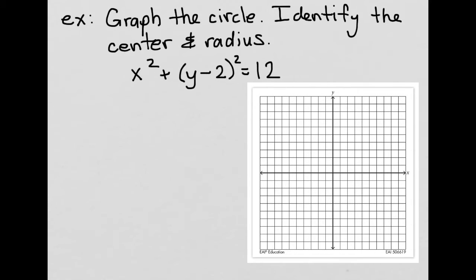So we want to graph the circle, identify the center and the radius. So here's our equation of the circle. You'll notice that there's no parentheses with the x, so we can say that the x coordinate of the center, or our h, is 0 because there's nothing there. So for our center, our x-coordinate is 0. For our y-coordinate, we look in the y parentheses. Now it's y minus 2, which means our y-coordinate is positive 2, because we're subtracting that y-coordinate. So that'll be 2. And we can go ahead and plot that over here on our graph. So (0, 2) will be about right there.